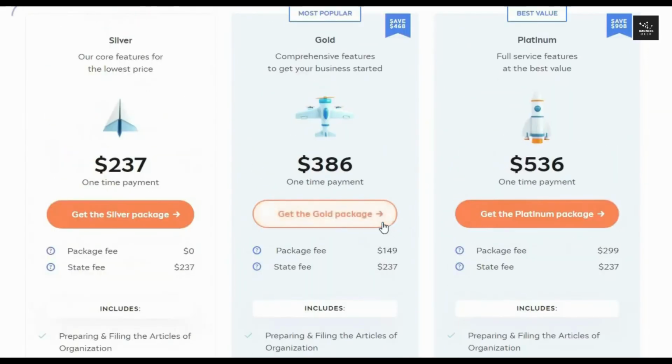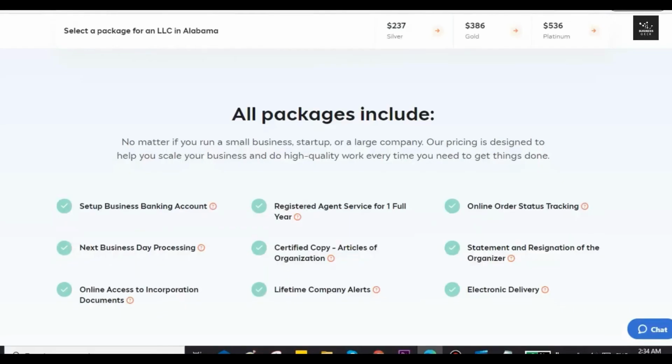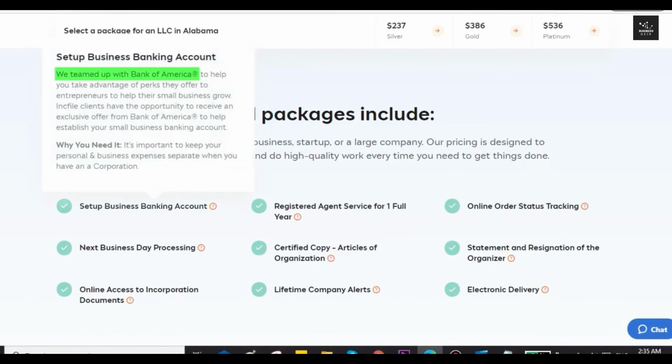With InkFile's Gold package, you won't have to scribble notes of these reports because InkFile will handle the whole process for you. The Platinum package also has these services in the bag, with the unique addition of expedited filing, getting a domain name, and a business email, which essentially increases your LLC's credibility. InkFile also has an exclusive partnership with Bank of America, so you can easily open an eligible checking account for your business. Yes, it is a must for your LLC to have a business account.